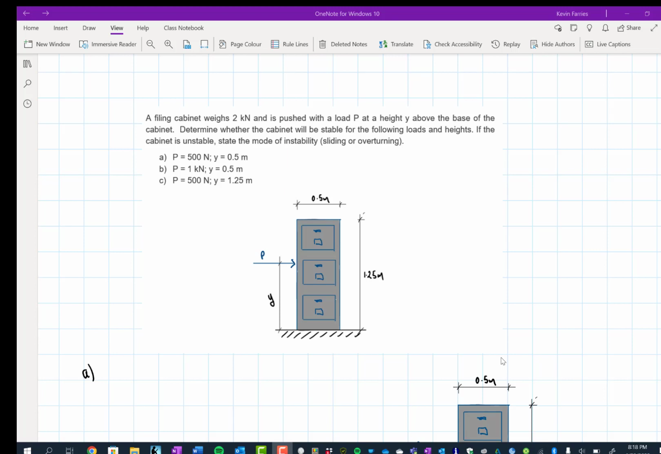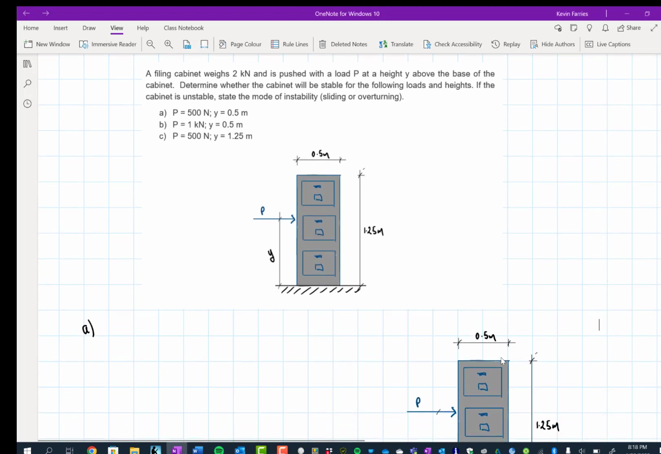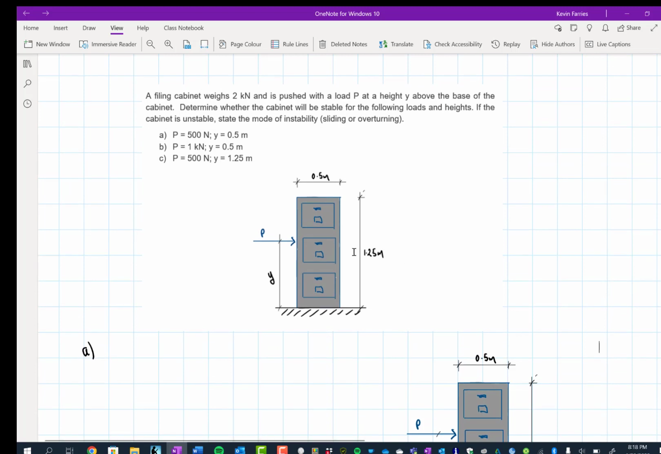So when we're checking the overall stability of an object, we're going to have to check two things. We're going to have to check sliding and we're going to have to check overturning. Now, we've already looked at overturning, and now we're just going to have a look at sliding. And in this case, we're looking at a filing cabinet, so maybe someone's pushing it. So maybe you're checking that a small child can't push this thing over and hurt themselves or something like that.